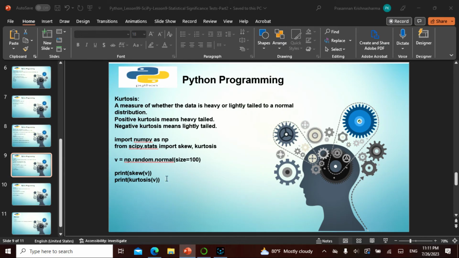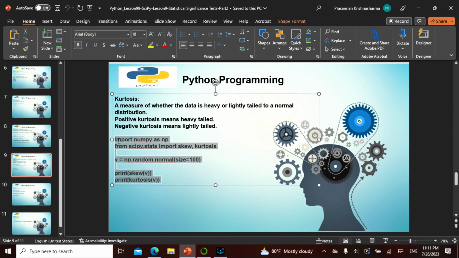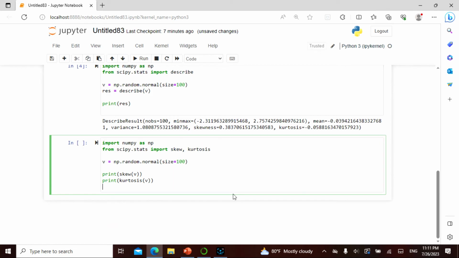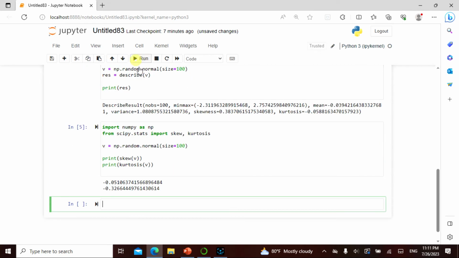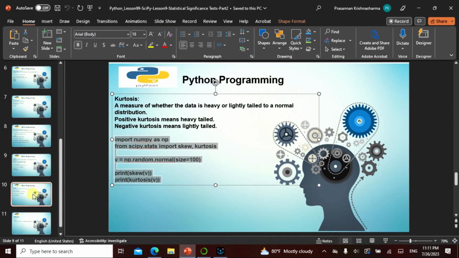So let's take this and see how it goes. I import my skew, I do my kurtosis, and then I do this. I get this value for my skew and my kurtosis. So this is negative, which means this is negatively tailed, and this is towards the other area. So we figured it out, right?